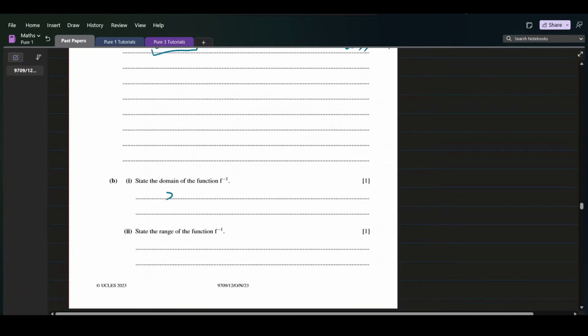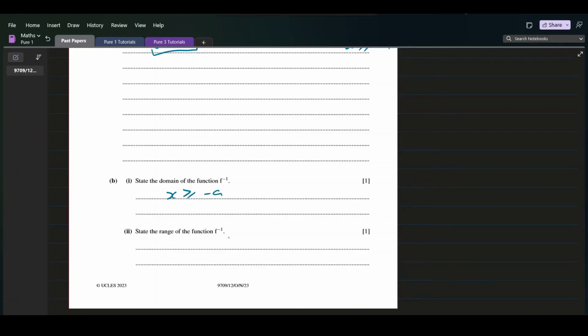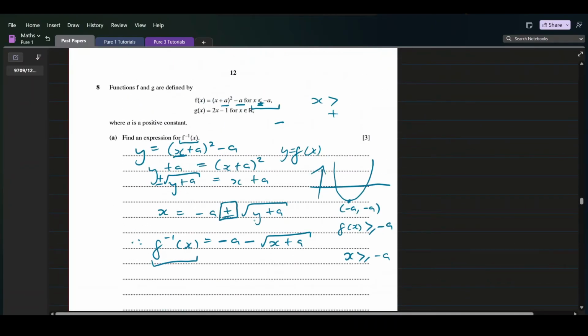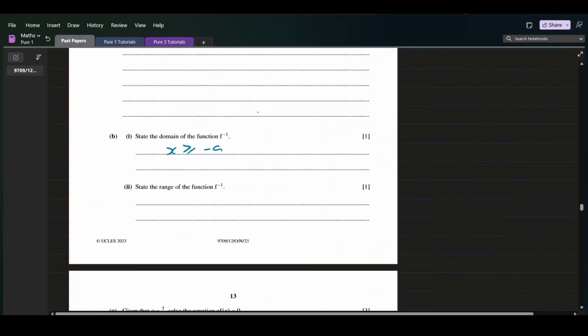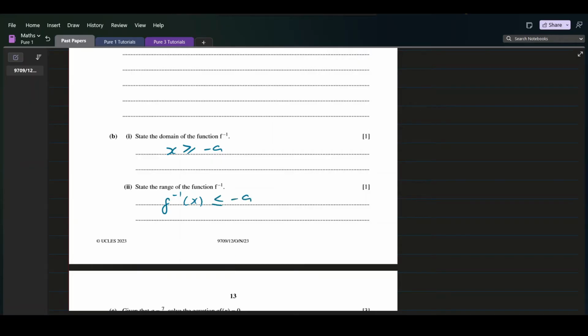So our domain here is x is greater than or equal to negative a, and the range of the inverse function, part 2, state the range of the inverse function, is the domain of the original function. So that's x is less than or equal to negative a. So our final answer here would be f inverse of x is less than or equal to negative a.